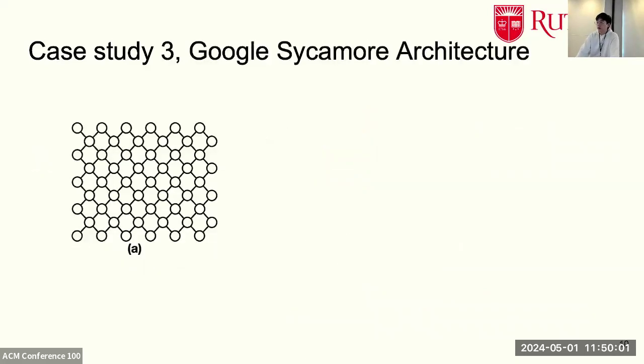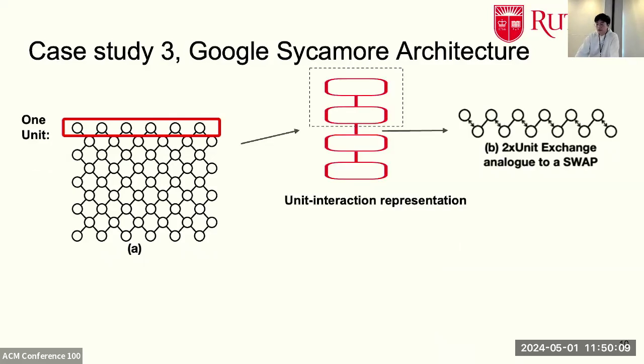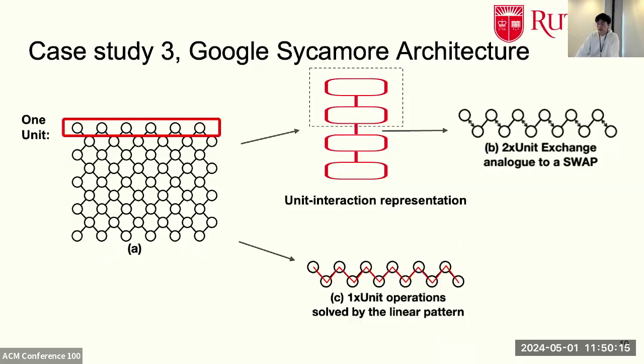For the Google Sycamore architecture, we still consider 1 row of qubits as the unit, and the unit movement is still the same as the 2D grid. The interaction between two units and within a unit could be solved by the linear pattern again if we combine two units as one. So in this architecture, we have more optimizations. Please refer to our paper.